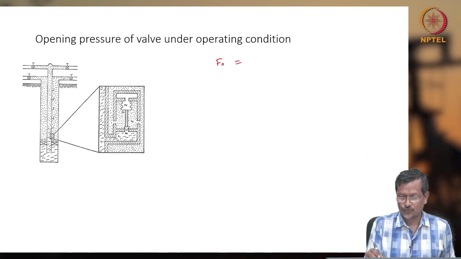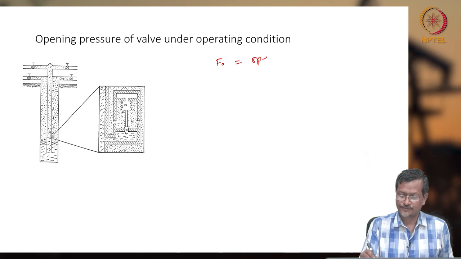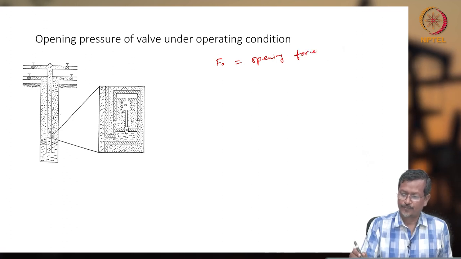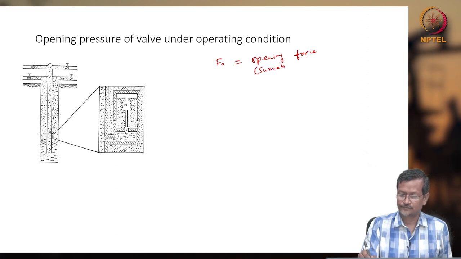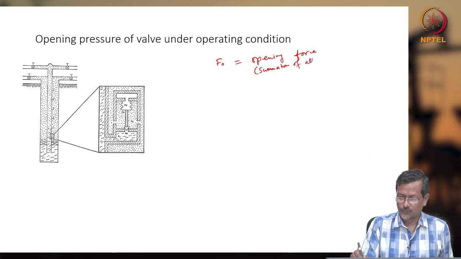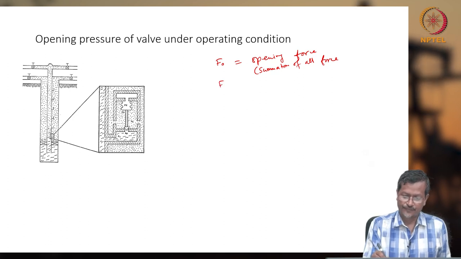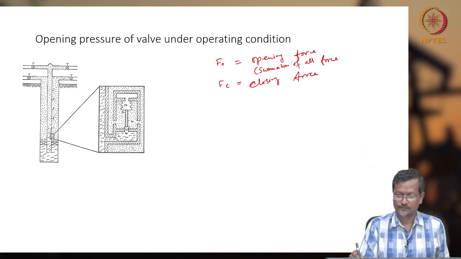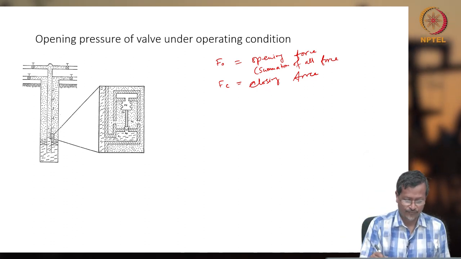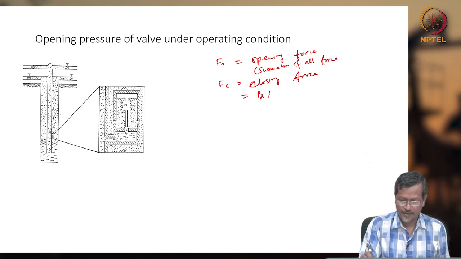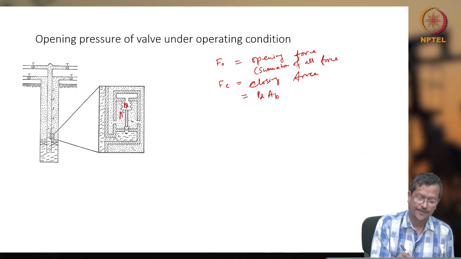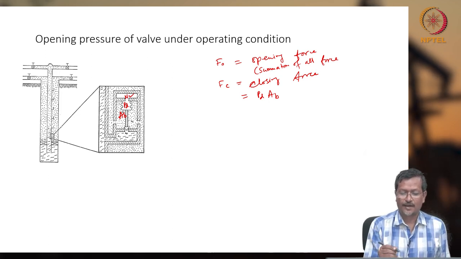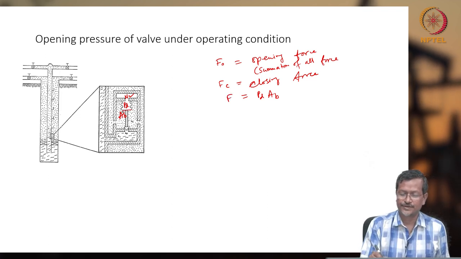So FO is the opening force, the summation of all opening forces. FC equals the summation of all closing forces. So FC equals PD AB. PD is here, AB is here. This is the dome pressure, this is the nitrogen-filled dome. So the pressure in the nitrogen is PD and the area is AB. So the closing force FC equals this one.